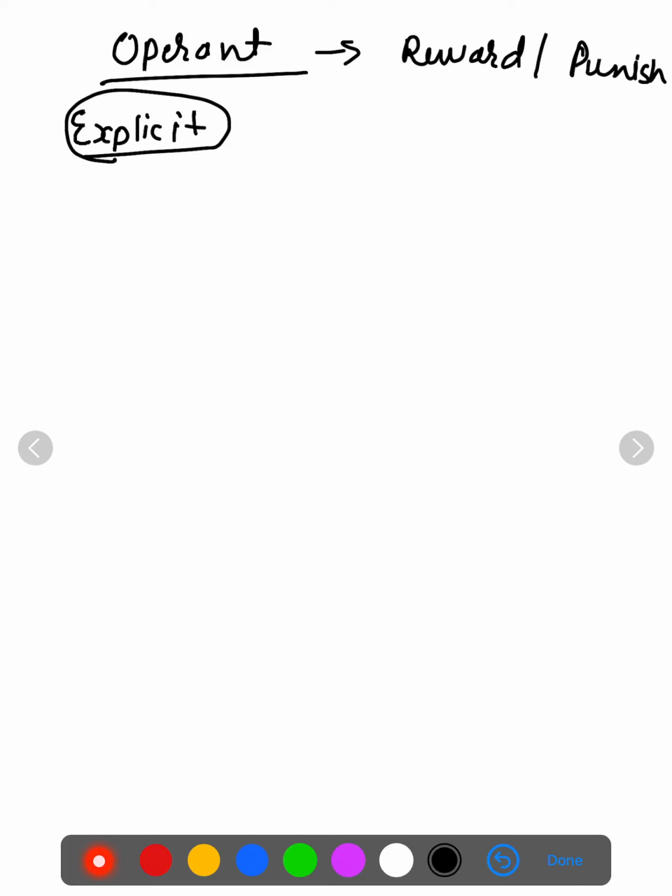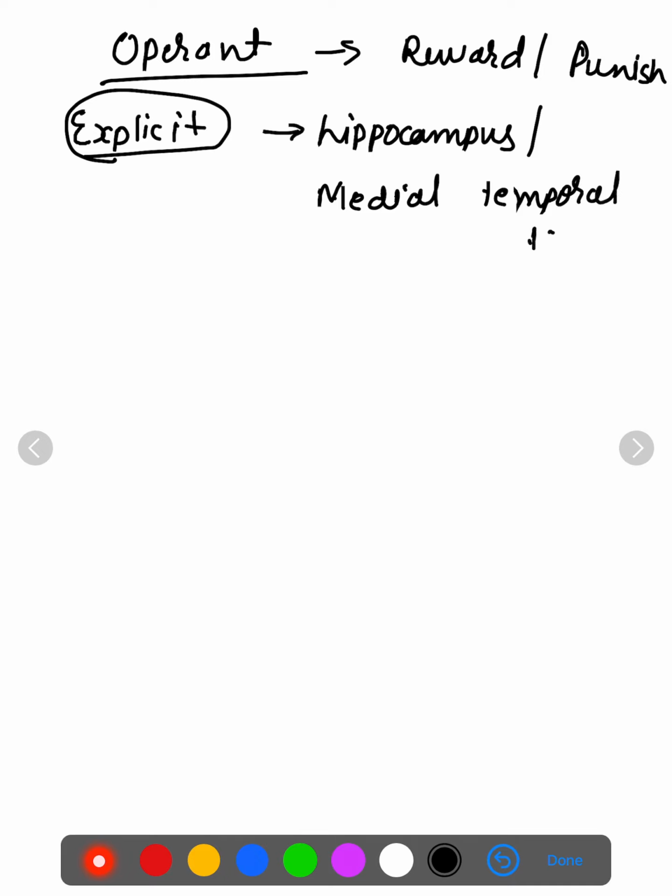Before going on, I have already told you that implicit memory is mainly for skills. In implicit memory, the structures involved were structures other than the hippocampus and medial temporal lobe. Those were the structures playing the main role there in implicit memory. Now, in explicit memory, the hippocampus and medial temporal lobe are the main structures.